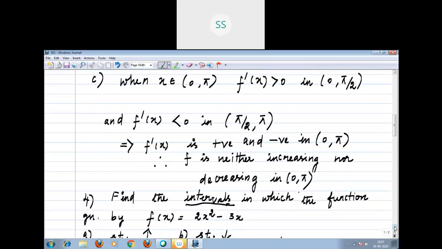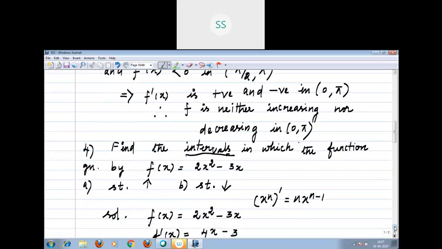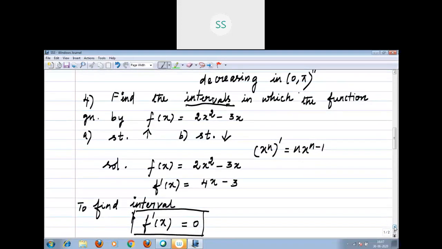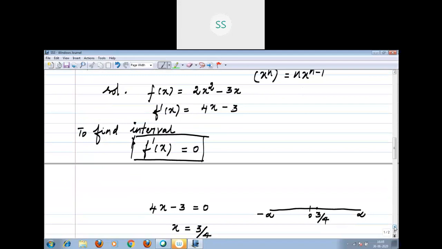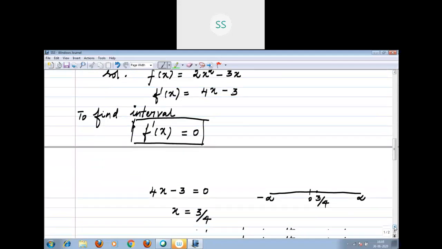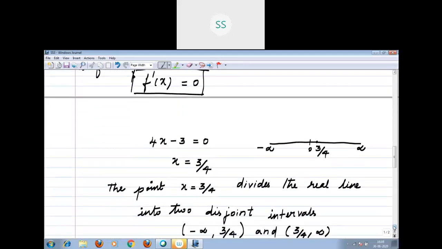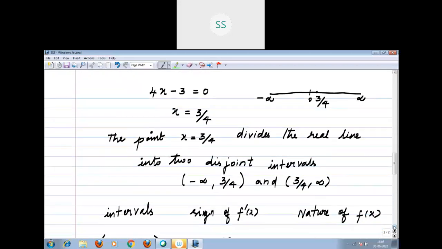Question number 4 is different from the third one, right? In the third one, the interval is given. Here you are going to find the interval. When you find the interval, you have to equate the derivative to 0, right? f dash of x equal to 0. You are finding the point as x is equal to 3 by 4. The real line is divided into two disjoint intervals, that is minus infinity to 3 by 4 and 3 by 4 to infinity.